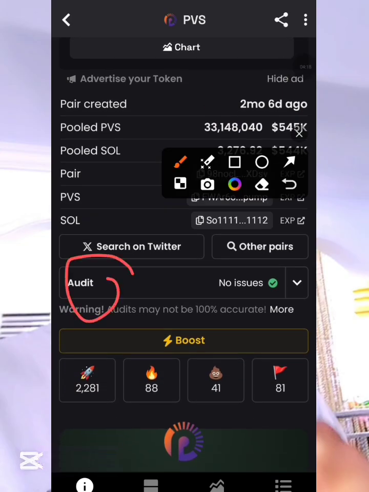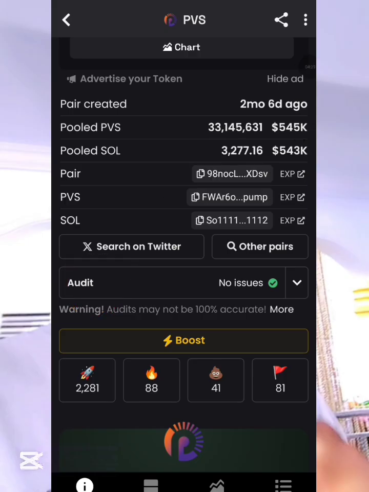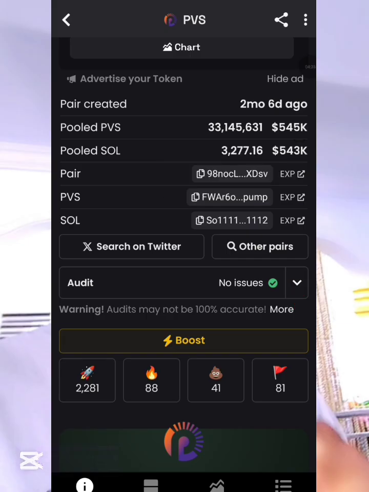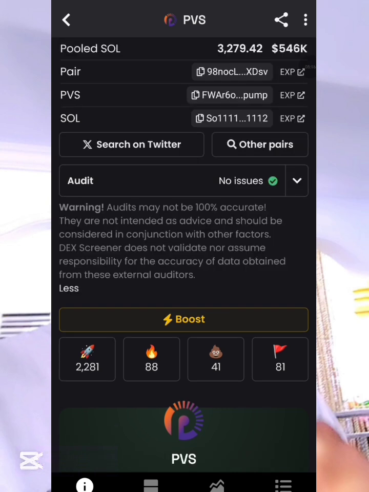You can see audit here. Now, once you come to audit, what you simply need to do is click on this drop down arrow. Look at that arrow there. You click on that so that we can get more information about this particular token. Another thing I am looking at here now. I'm going to start with the rocket. Now, look at it here.